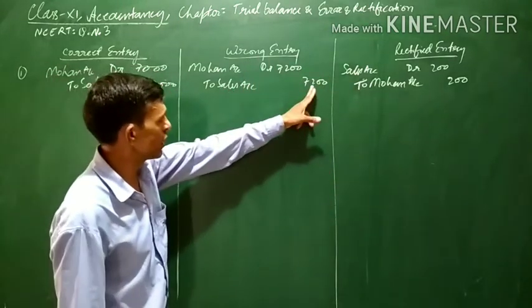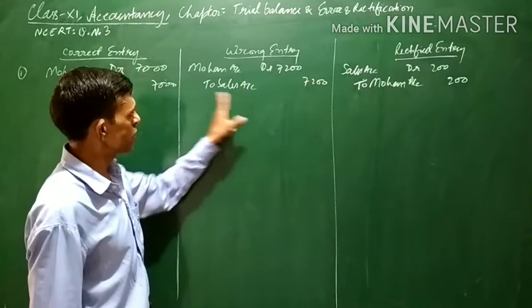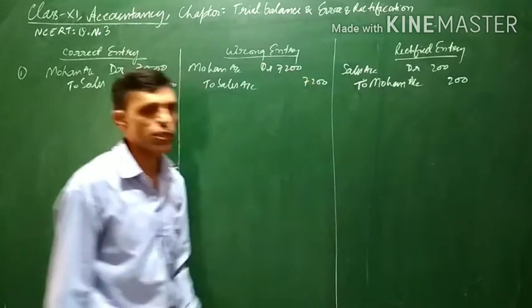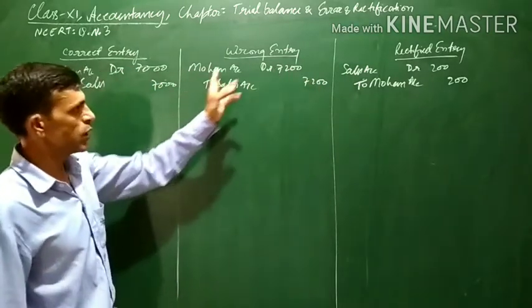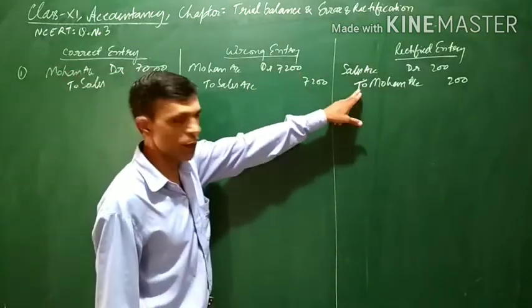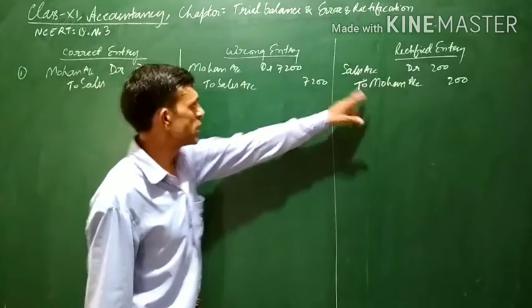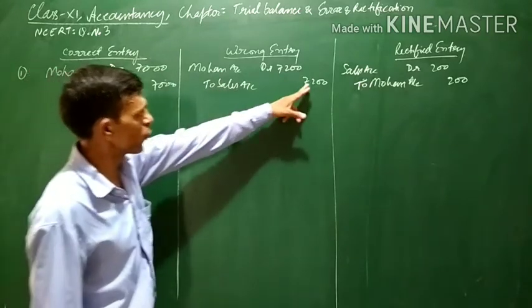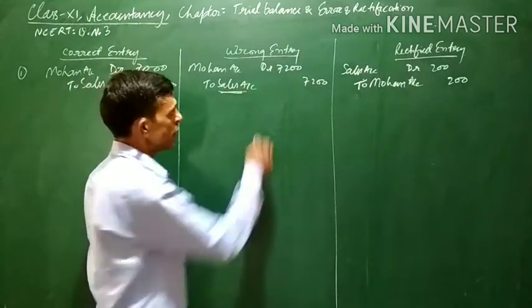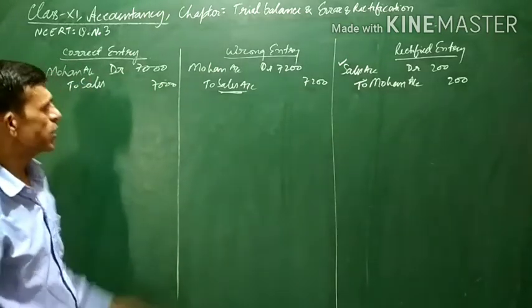Similarly, in sales there is excess credit of 200, instead of 7,000 it is 7,200. Since sales has been credited, in order to cancel the 200, we have to debit sales with 200 also. So this will be the rectification entry, because the excess debit of 200 will be cancelled with a credit of rupees 200 for Mohan, and the excess credit of 200 in sales will be cancelled by debiting the sales account with 200. This is the rectification entry for the first one.